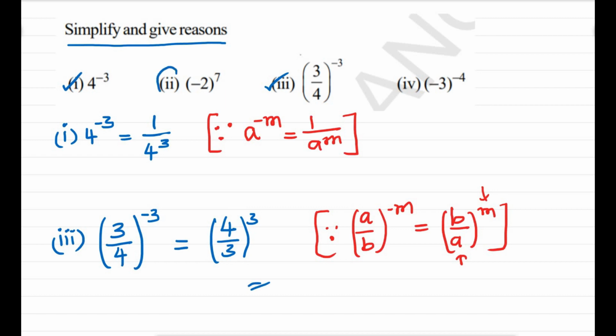So I left the 2 problems, number 2 as well as number 4, for you. Do this as homework.